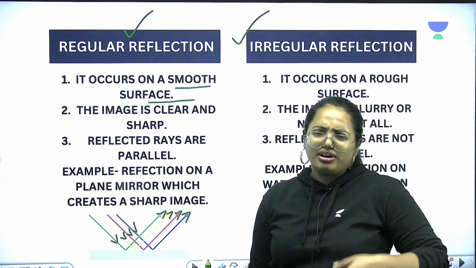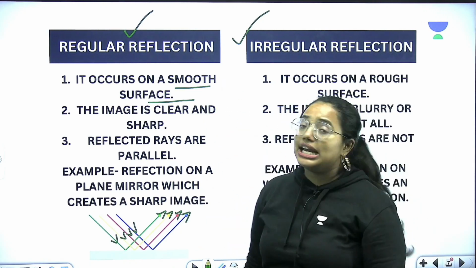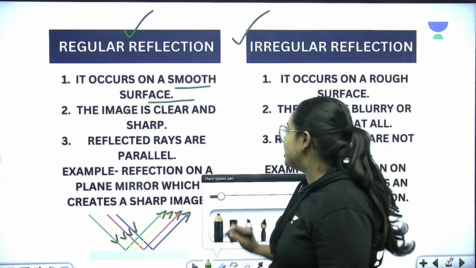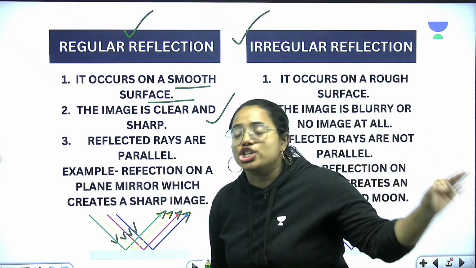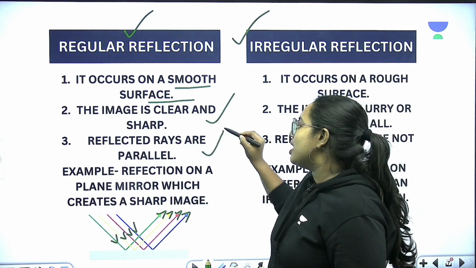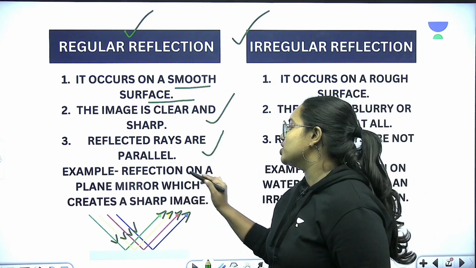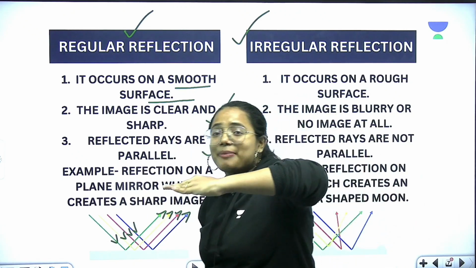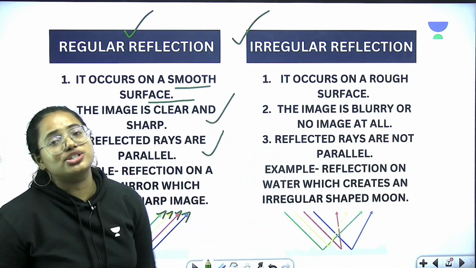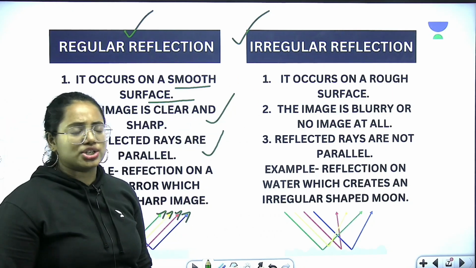Then what could be the image type? The image is going to be clear and sharp. Please understand, the image is going to be very clear and sharp, and the reflected rays are parallel. What is the example here? Reflection on a plane mirror, which creates a sharp image because it is happening from a very smooth polished surface called a mirror.